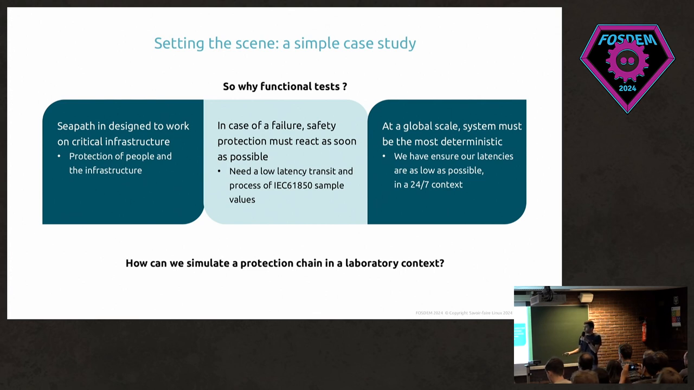And the last thing is that your power distribution in your country is running all the time. You have electricity in your home all the time. And so we are in a 24 hours a day, 7 days a week context. And so we have to ensure that this latency is as low as possible all the time. And so we are in a deterministic system where determinism is the primary goal.